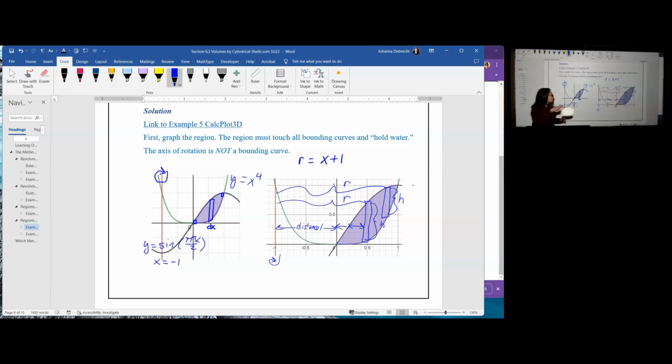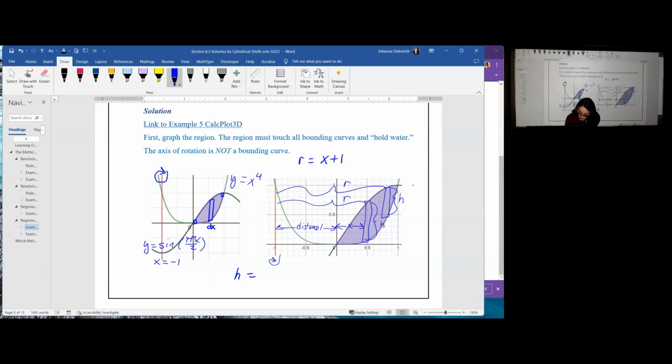The cylinders are going to be running this direction, which means that you're going to curve around this way. And because they're curving around that direction, the height is given by the difference in the y values between the two curves. The curve on top is always the sine function, and the curve on the bottom is always the power function y equal x to the 4th.